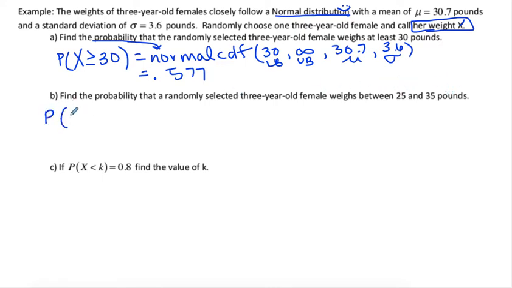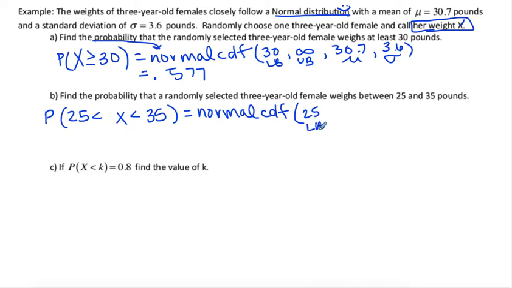All right, on part B, find the probability that a randomly selected 3-year-old female weighs between 25 and 35. So now I'm going to have my lower bound 25, and then I have upper bound 35. And even if I changed this and I said, oh, between, so not equal to, just in between, it wouldn't change my calculations. It's a continuous random variable. A female 3-year-old can weigh 30.1, 30.2, depending on the precision of our instrument that's measuring her weight. So we would do normal CDF. Now we'd have a lower bound of 25, an upper bound of 35, and same mean and standard deviation.